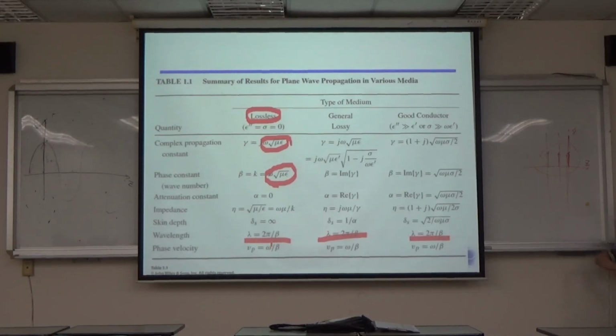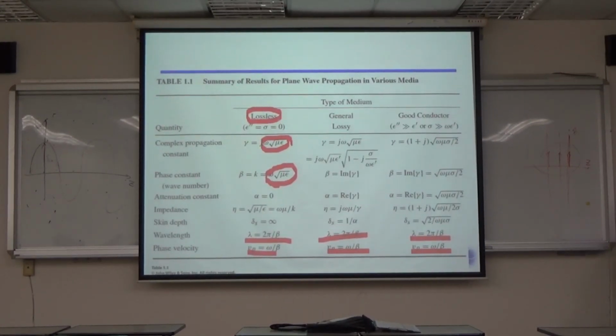Okay, we will see. And your phase velocity here is omega over k. For here, they are the same. Okay, 3 of them are the same. This is a lossless case. And we derived the lossy case already, right? This is a new thing we derived today.